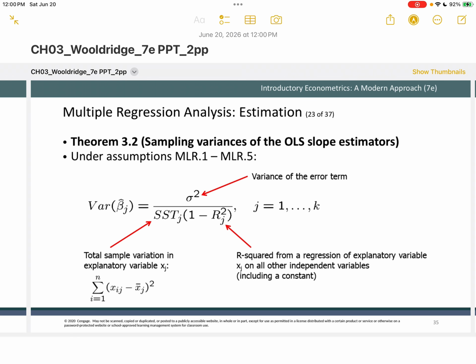So, with these first four assumptions for the multiple linear regression plus homoscedasticity, we can write the variance of the OLS slope estimator like this. In the numerator, we have the variance of the error term, sigma squared. In the denominator, we have the product of the total variation in the explanatory variable xj and 1 minus the r squared of regressing xj on all the other explanatory variables and taking the r squared from that.